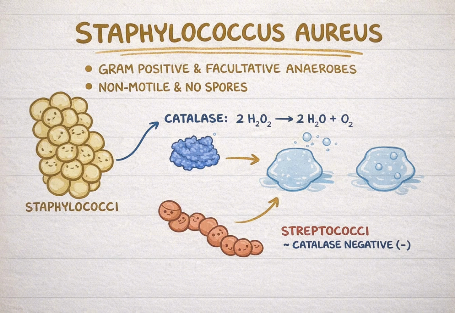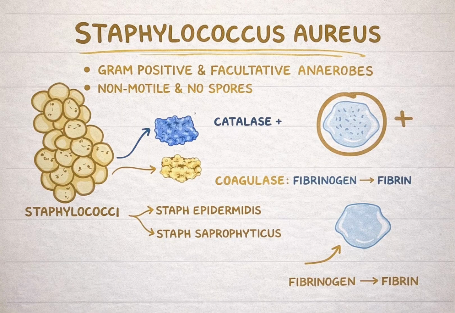This helps us distinguish it from other bacteria like Streptococci, which don't produce bubbles because they're catalase negative. But here's the thing. Other Staphylococcus species can also be catalase positive. So, to specifically identify Staphylococcus aureus, we use another test called the coagulase test. This bacterium produces coagulase, which turns fibrinogen into fibrin, basically causing the sample to clump together. If it clumps, it's Staph aureus. If it doesn't, it's likely another species.